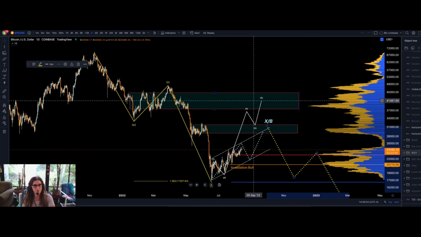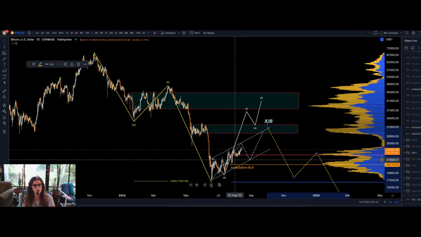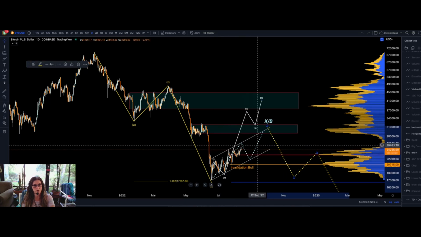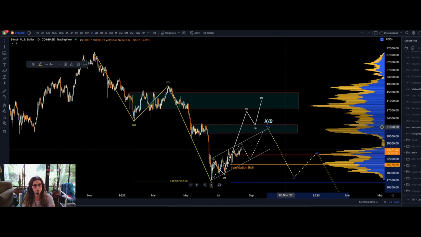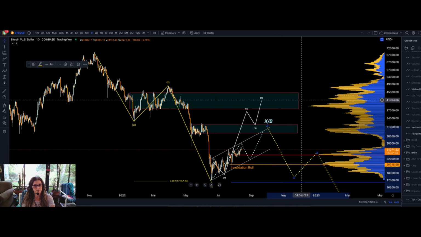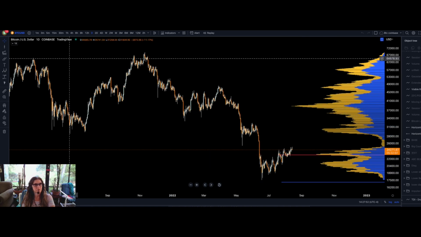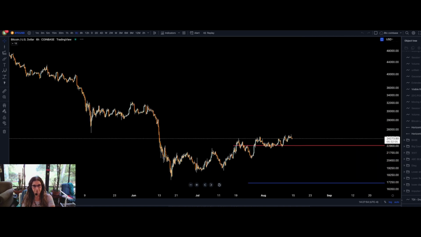Are we going to make an impulse wave? Invalidation is 20,715. Or are we making a more choppy, complex structure that will most likely channel its way to this resistance or the one above it? All right, let's go to a lower time frame.